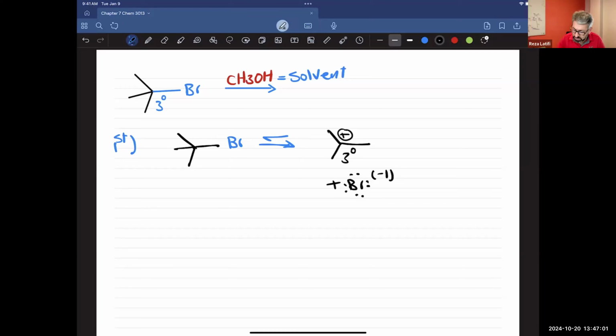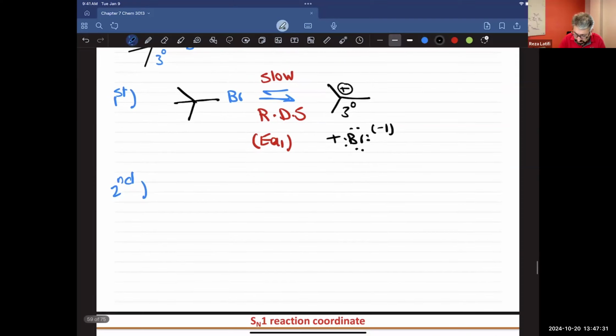And now this step will be slow. So this is going to be the rate determining step. When you do the calculation and try to figure out the rate of the reaction, you're going to read this rate. And so the Ea for this step is going to be the highest one. Now, what will happen with the intermediate? There are two possibilities that can happen to the intermediate, and the first is going to be this.